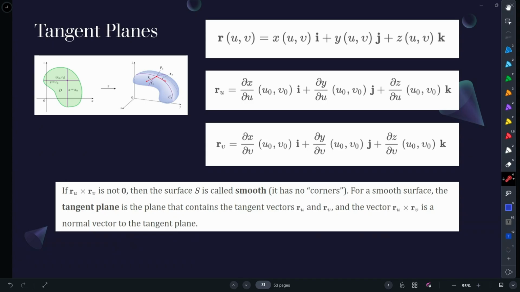So we can compute what the tangent plane is going to be. First of all, by the way, if R_u and R_v, if the cross product is not zero, that means they're not parallel, and therefore there is a well-defined perpendicular direction. In that case, we call the surface smooth at that point. In colloquial terms, it just has no corners. And then the tangent plane will be a plane that passes through the point P, has tangent vectors R_u and R_v, and the normal vector is the cross product of R_u with R_v.